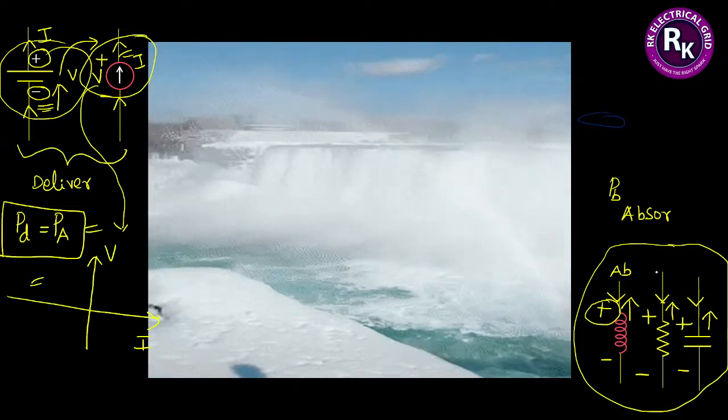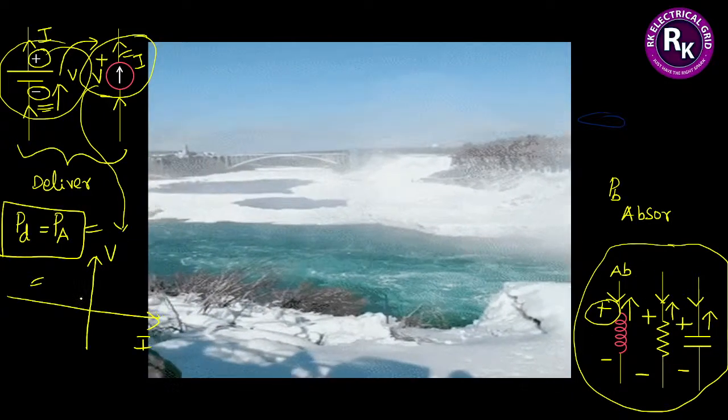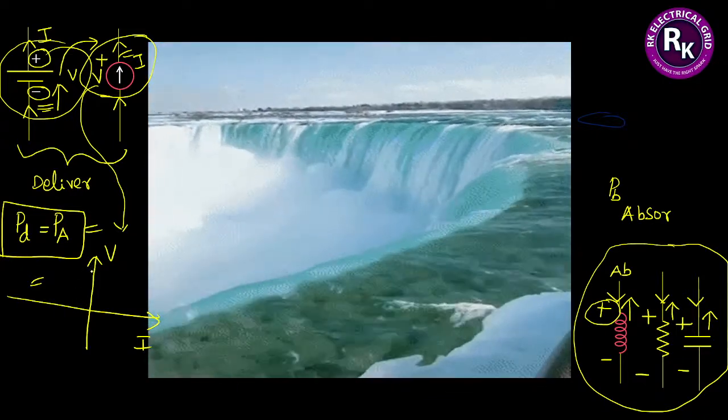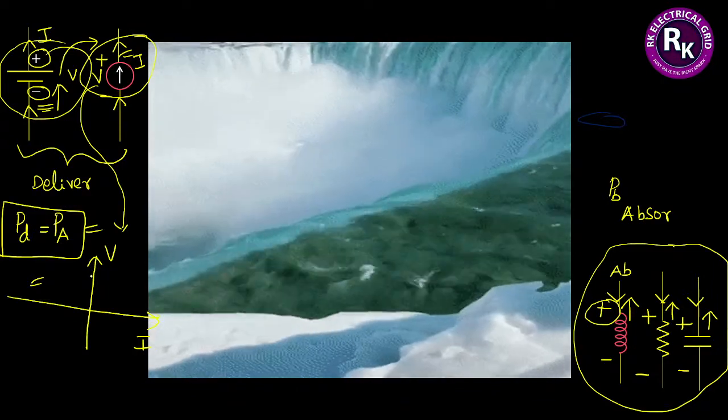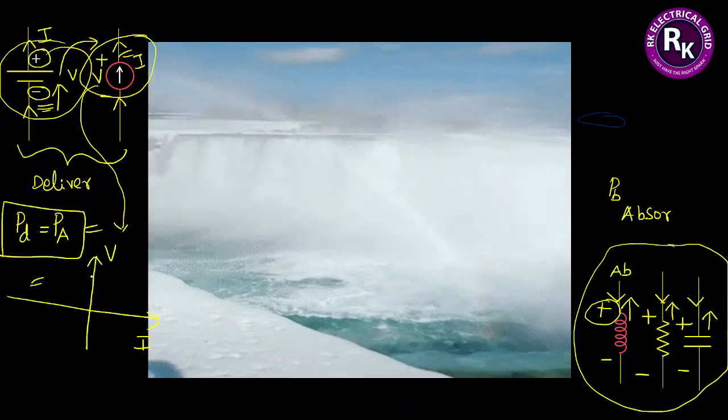Similarly, for the power absorbing elements, see, that is a mathematical relation. Don't compare it with the voltage source or current source, where voltage is constant in a voltage source and current is constant in a current source. How do I plot the graph? Whether it will become constant or not? Don't think too much. Simply understand the logic.